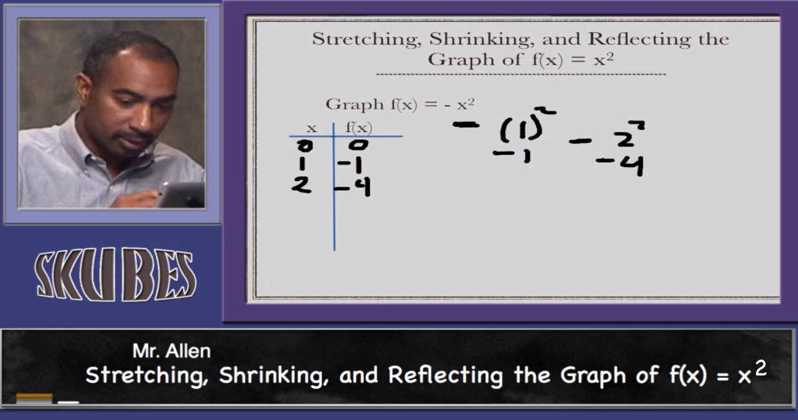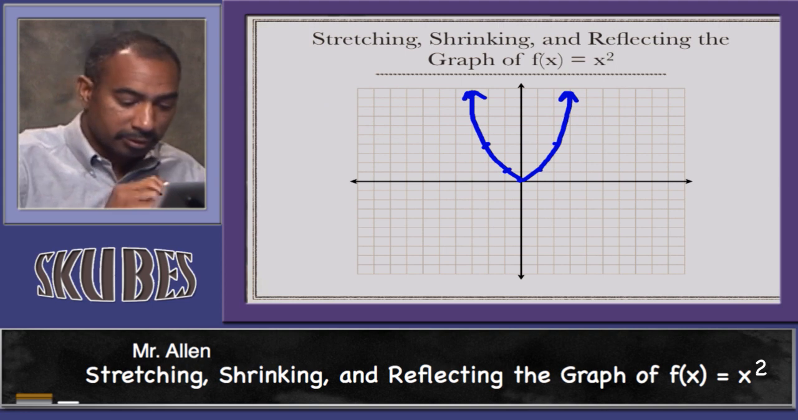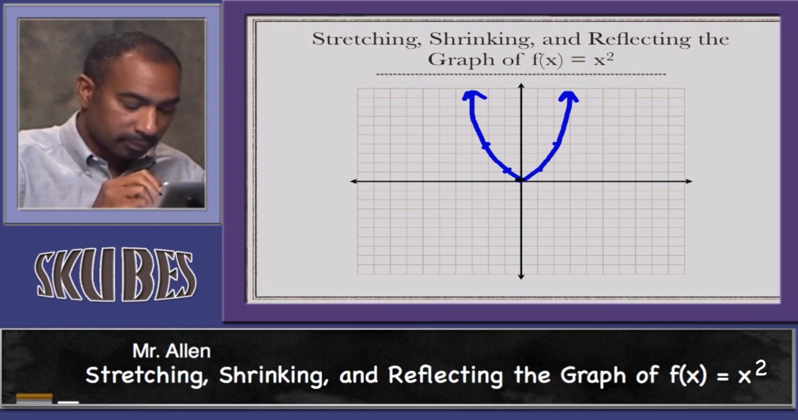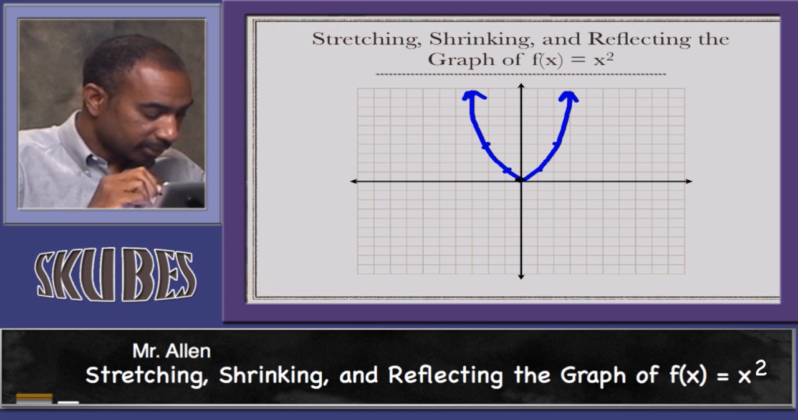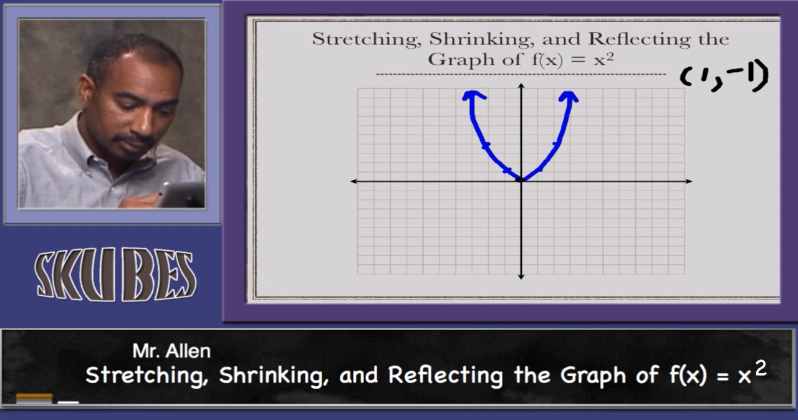So let's see what we get. Now here's my original graph. 0, 0 is still a point on here. And then let's say I plot 1, negative 1. Okay, well, I have to go to the right 1 and I go down 1. And then let's say 2, negative 4. I go to the right 2, I go down 1, 2, 3, 4.